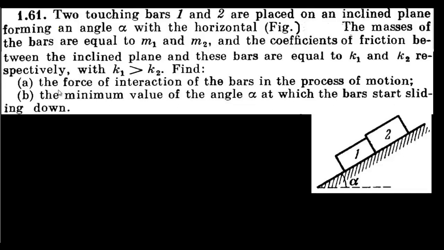Now, in order to find the force of interaction between the bars during the process of motion, we have to look whether the blocks will remain in contact or not. The force of interaction will only be there if both the blocks remain in contact, and for them to remain in contact, the acceleration of block 1 must be less than the acceleration of block 2.